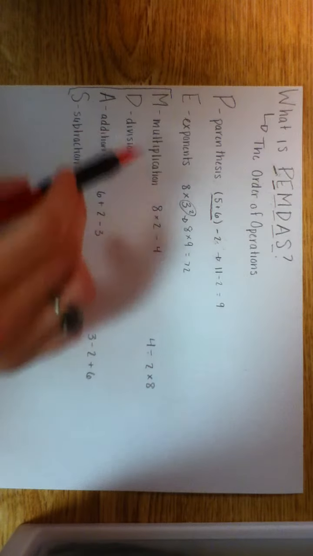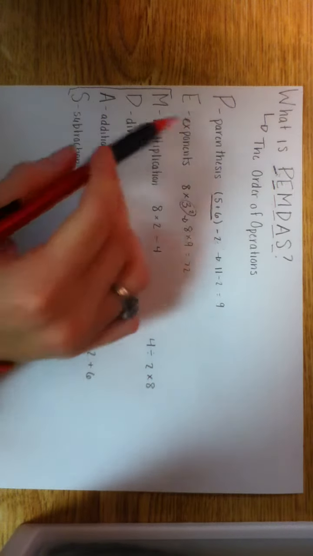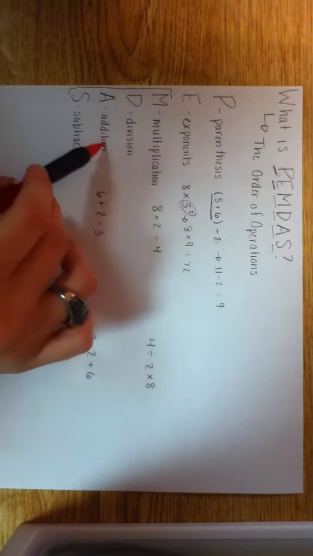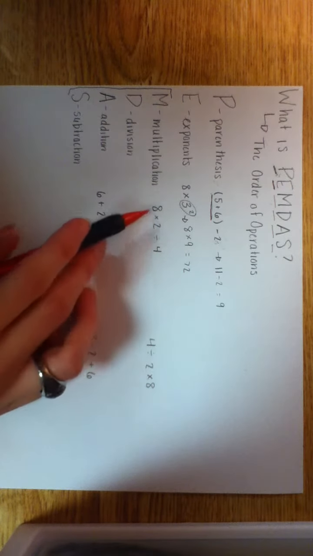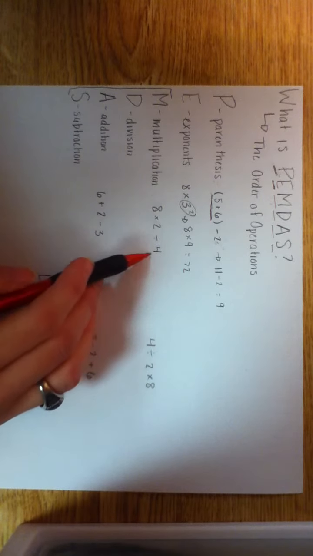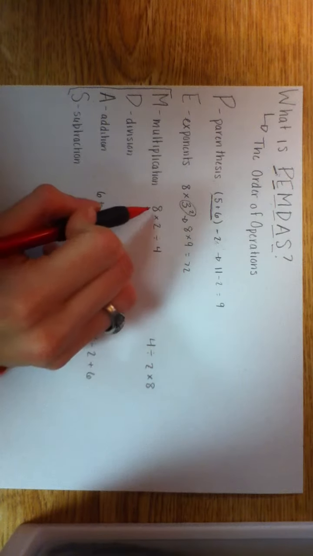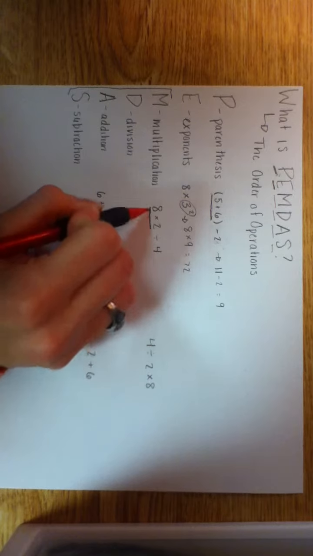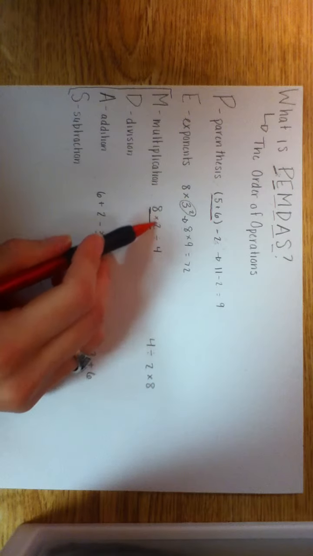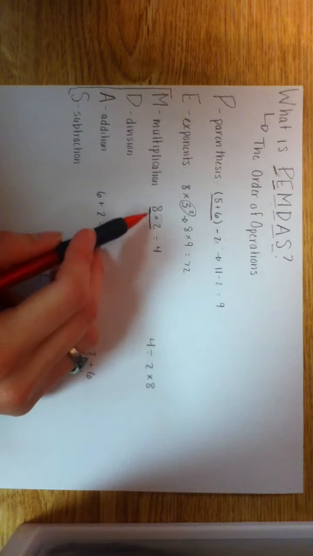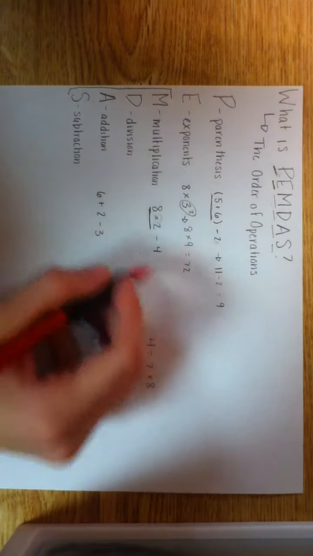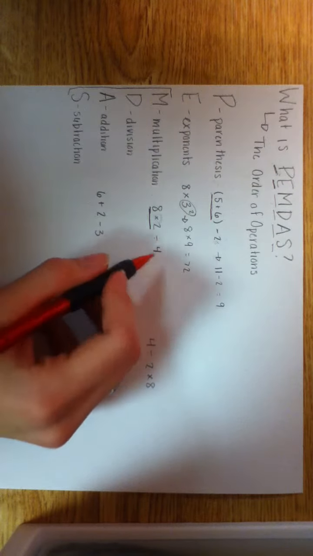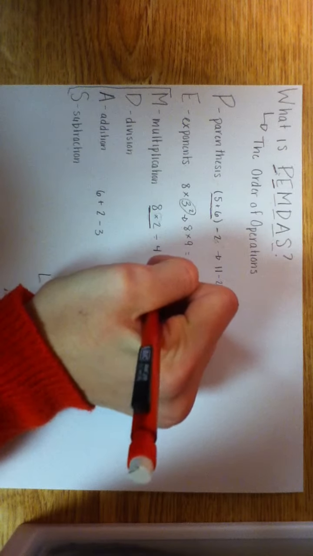So, let's start with multiplication. Multiplication and division go before addition and subtraction. So, in this equation, 8 times 2 divided by 4, you would do the 8 times 2 first, since it was the first operation found in the equation. So 8 times 2 is 16, divided by 4 equals 4.